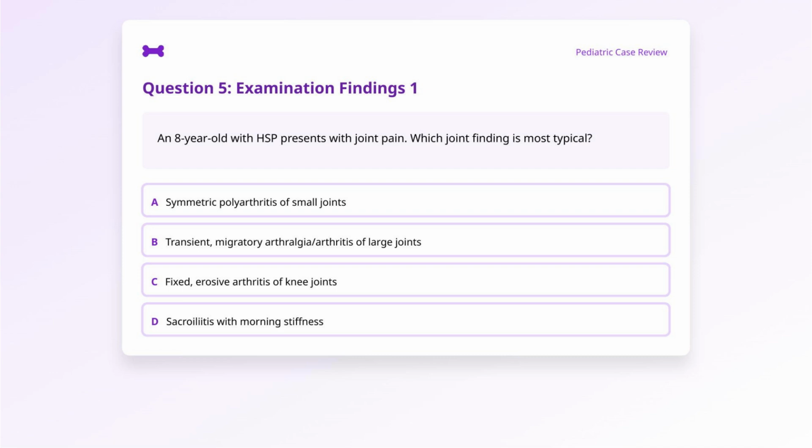An 8-year-old with Henoch Schönlein Purpura presents with joint pain. Which joint finding is most typical? A. Symmetric polyarthritis of small joints. B. Transient migratory arthralgia or arthritis of large joints. C. Fixed erosive arthritis of knee joints. D. Sacroiliitis with morning stiffness.